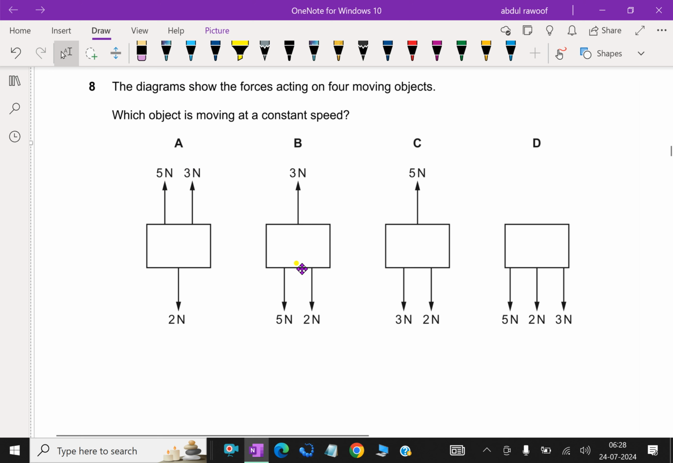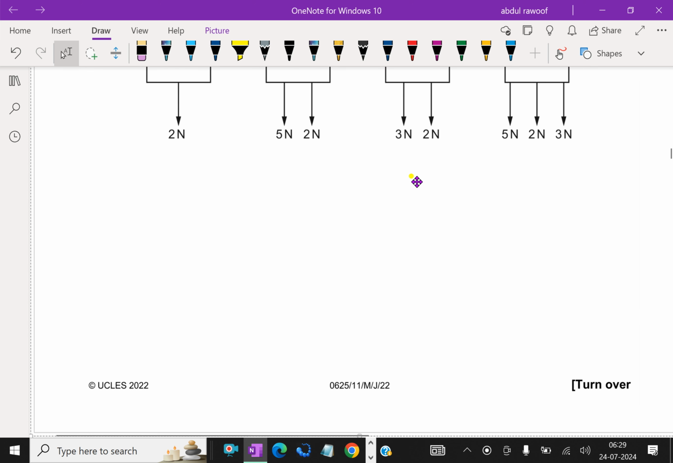Here, coming down, unbalanced. Here also unbalanced. Here, this 3 plus 2 is 5, and this is also 5. Here it's a balanced force. So the balanced force acting downward is with the help of gravitational force only. So it is balanced force here. Which object moves at constant speed? Balanced force acting gives constant speed. So option C is correct.